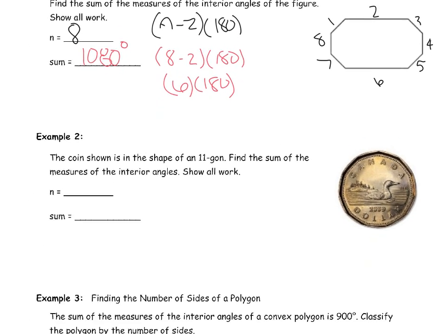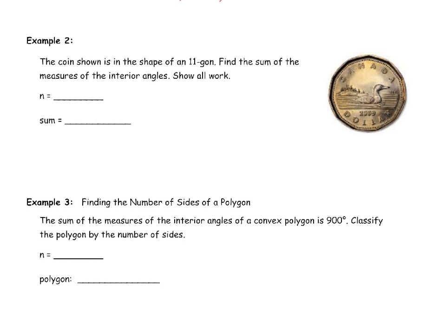All right, let's look at example 2. The coin shown is in the shape of an 11-gon. So find the sum of the measures of the interior angles. Show all work. All right, same concept. So they already told us how many sides it has, so I don't have to sit here and try and count them all. They already told me it's 11. So plug it into our formula, 11 minus 2 times 180. And technically, you guys, if you completed the table as I asked, you would probably already have all these answers.